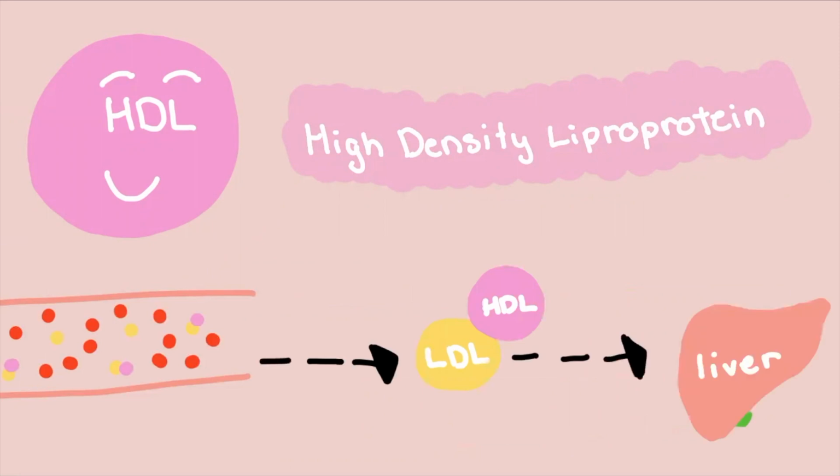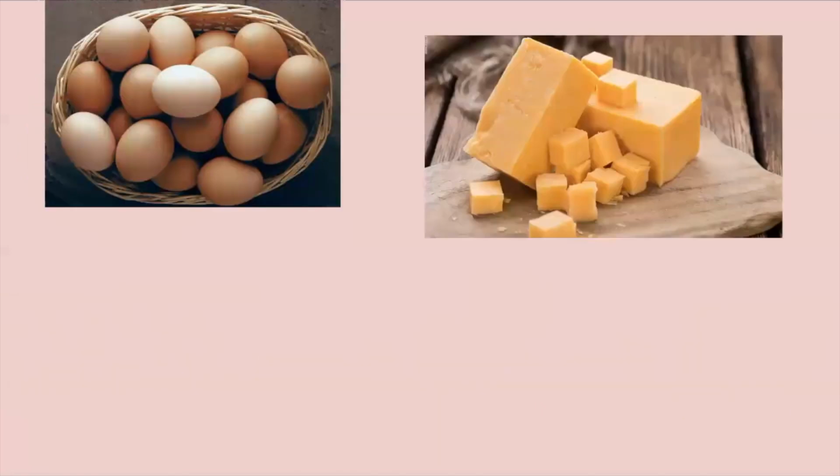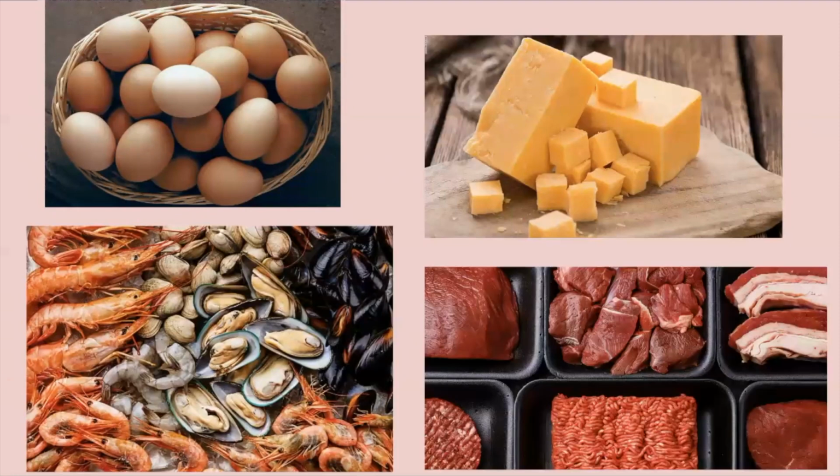LDL is needed to build cells and make vitamins and hormones, and the liver is where it is naturally produced. However, excess LDL from the food we eat can lead to the narrowing of arteries. Foods like eggs, cheese, shellfish, and unprocessed meats are foods that can lower your LDL levels.